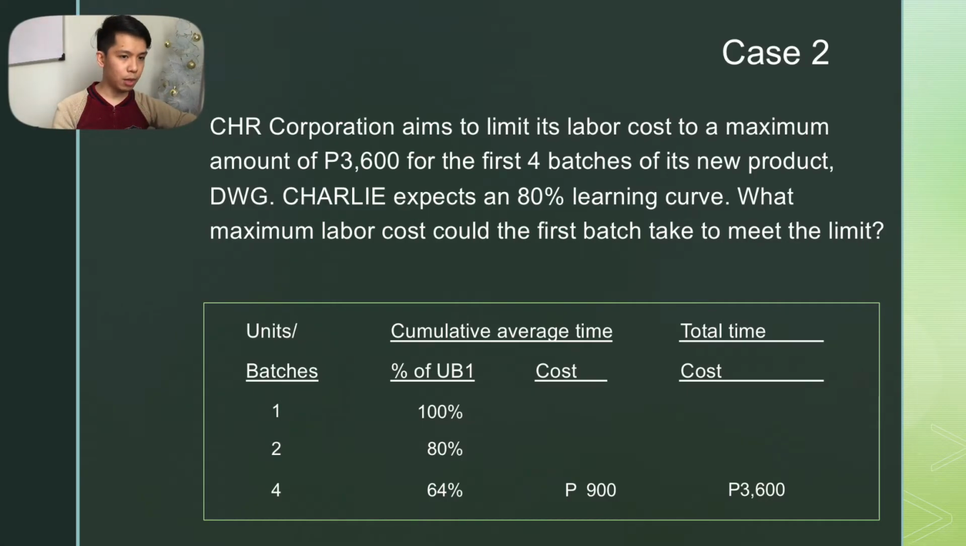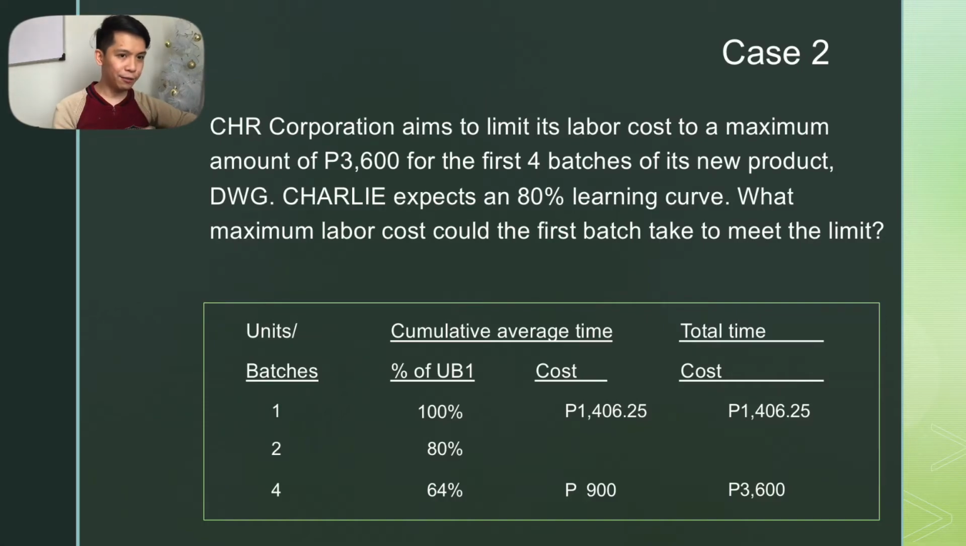What's the maximum amount that we can spend on the first unit? What we need to do is to just divide 900 pesos by 64%. And there you go. The cumulative average time spent on the first unit should not be higher than 1,406.25. That would also be the total time because it is only one unit.